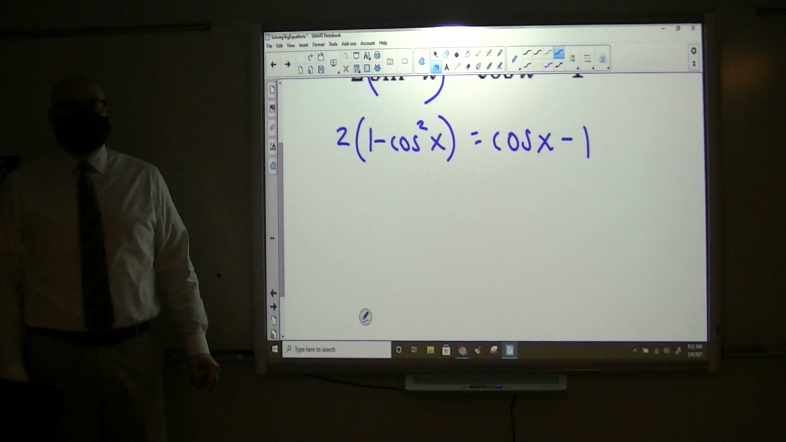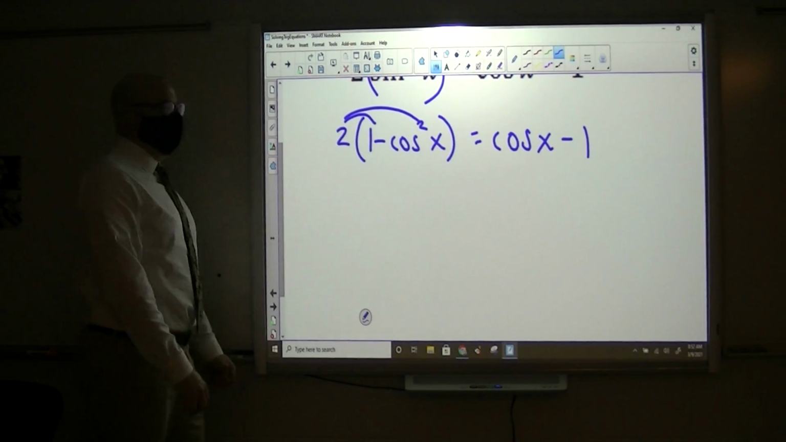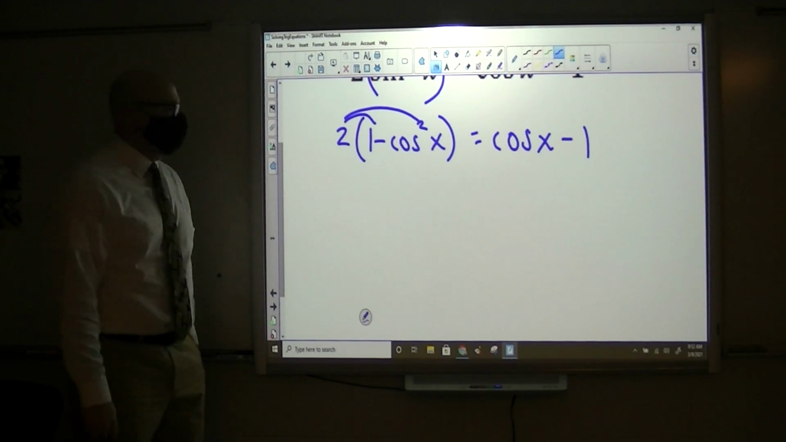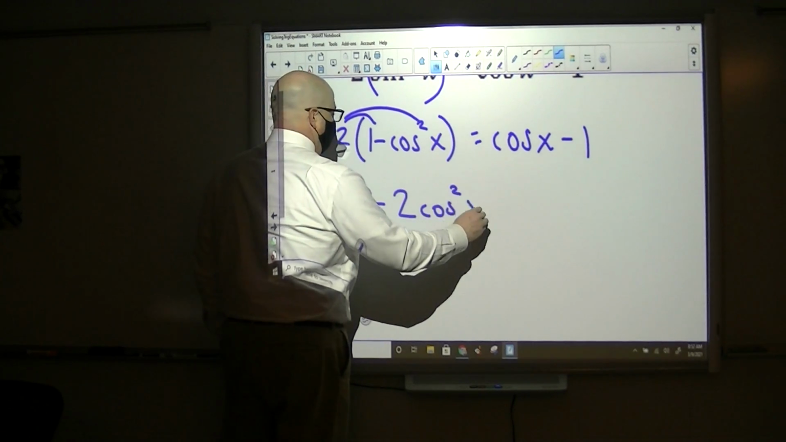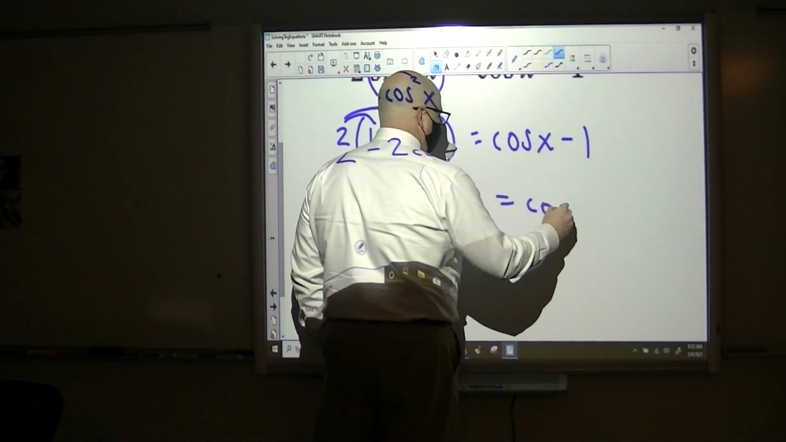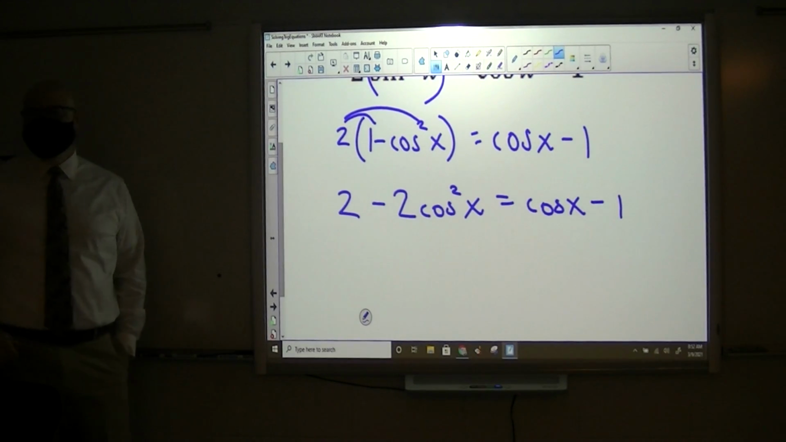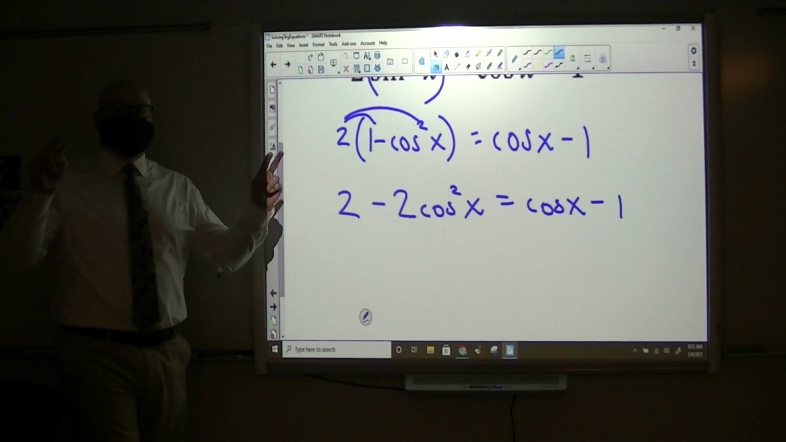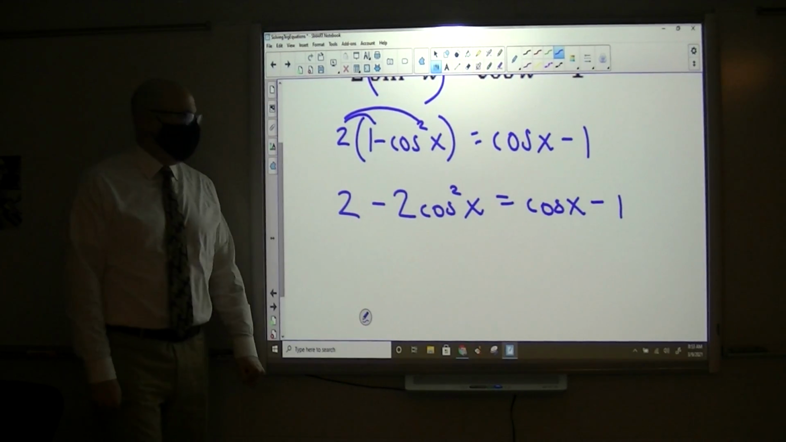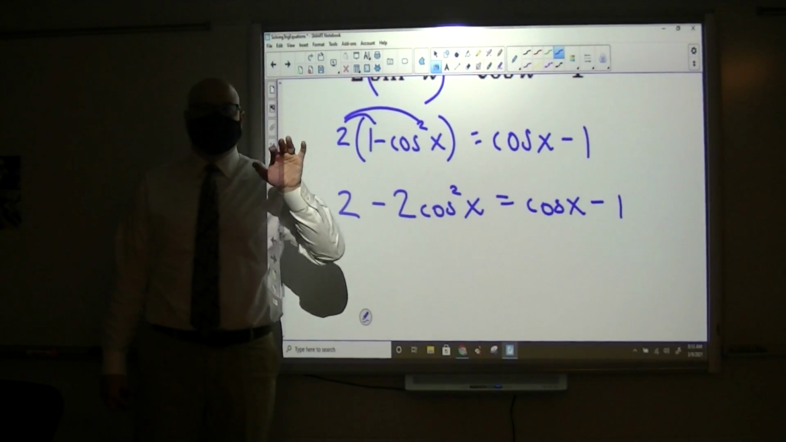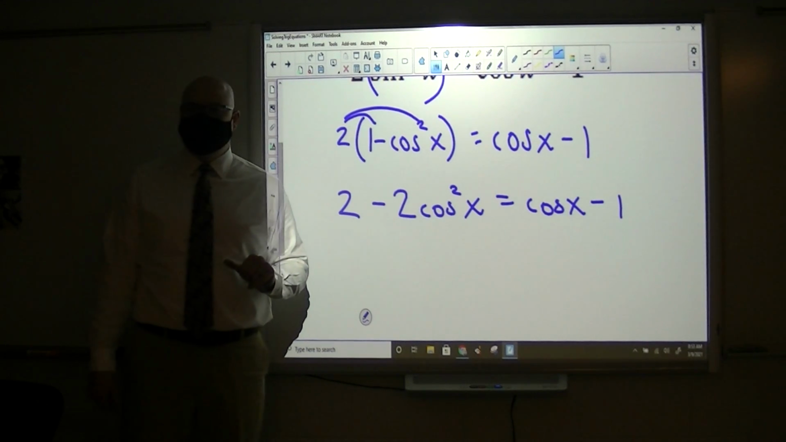Okay. The first thing we should probably do to clean this up is distribute the 2 into that quantity. Now it's 2 minus 2 cosine squared x equals cosine x minus 1. We're just trying to quote unquote clean it up, simplify it, and move it all to one side. Now, here's where you've got to have a little bit of foresight. You've got to see into the future a little bit here, okay? I can do that for us. That's part of my job.